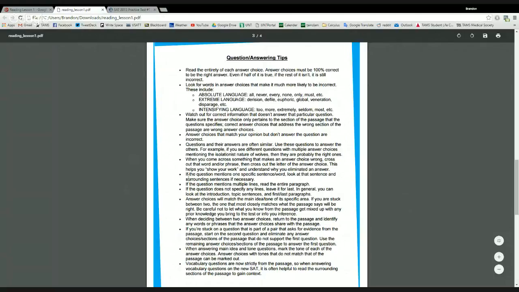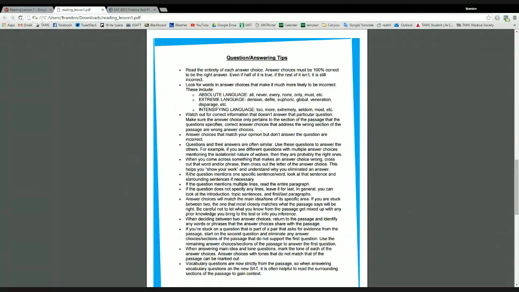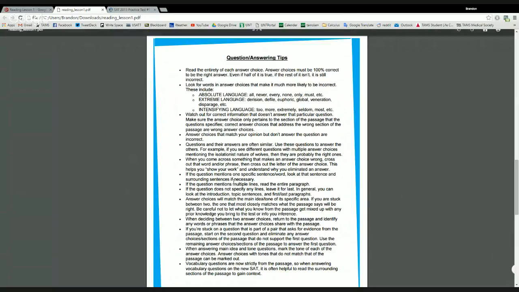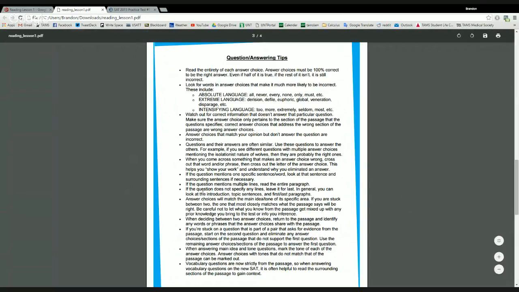Okay. If the question mentions one specific sentence or word, look at the sentences surrounding it, if necessary. You just want to look at the sentence and see if there are any surrounding sentences that make sense or not. If the question mentions multiple lines, read the entire passage or paragraph. So we'll look at that later in the practice test.